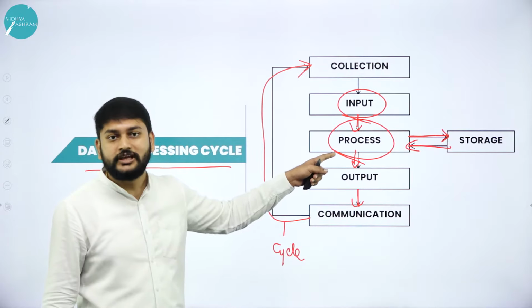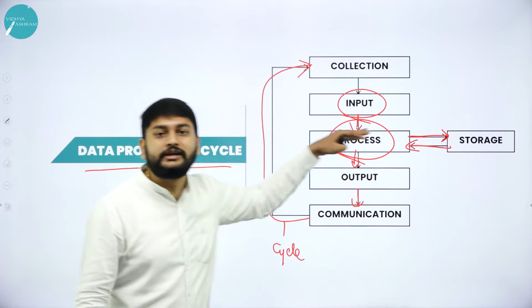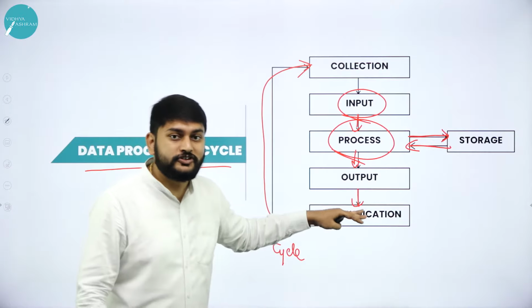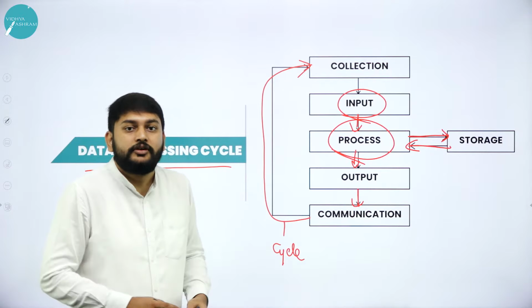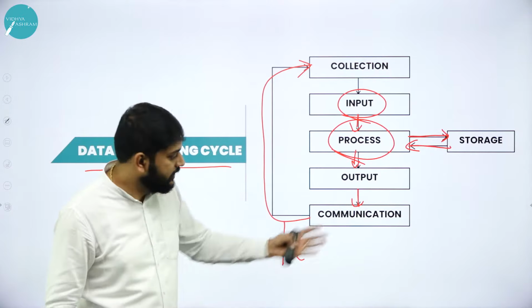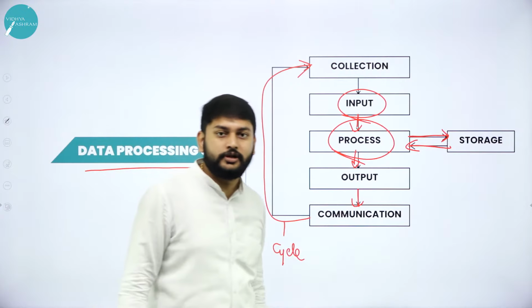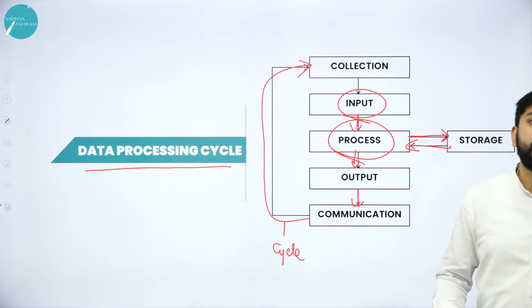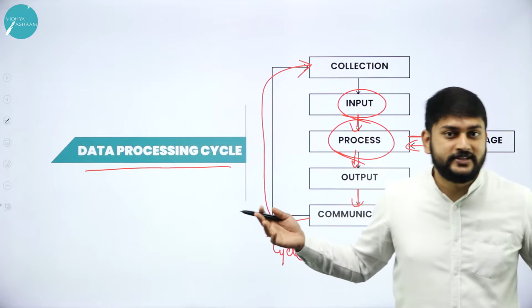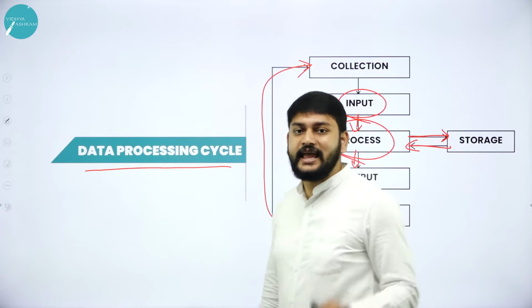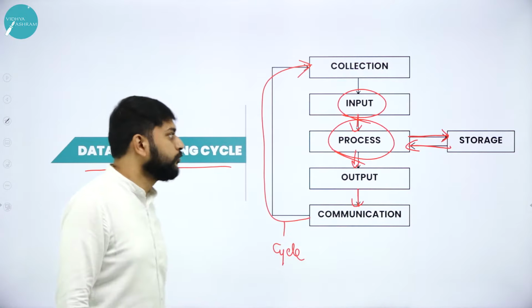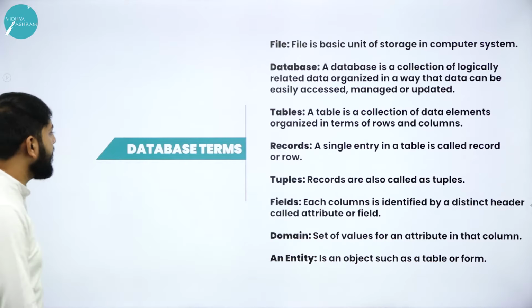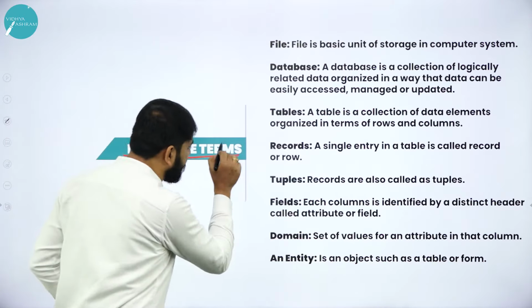So after processing, you can store it or you can display the output. Suppose you're not happy with the result, you communicate the same thing to the computer. Again, the cycle will happen one more time until it satisfies some condition. This is the cycle that you should remember. So moving on. Guys, I have some of the database terms.